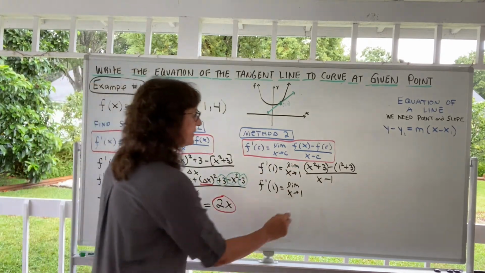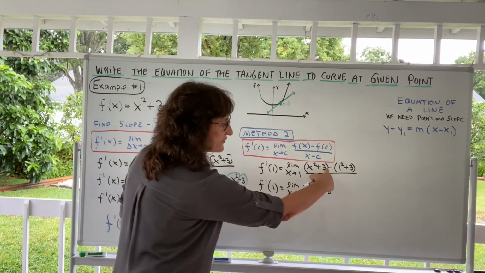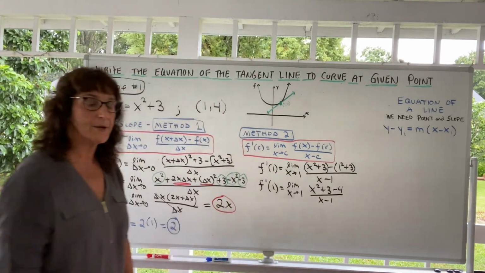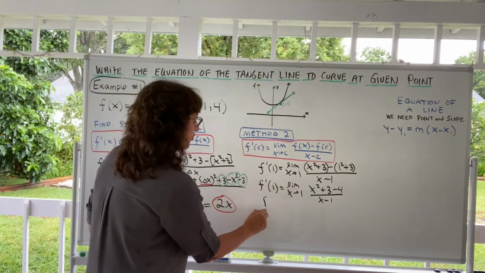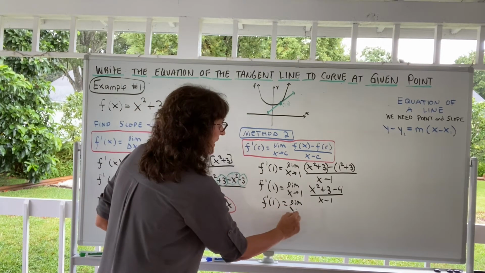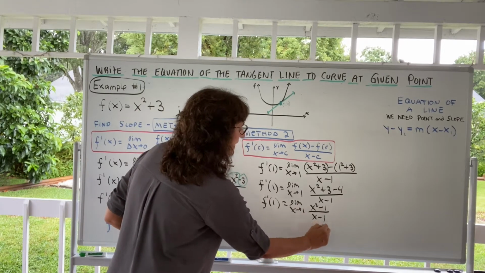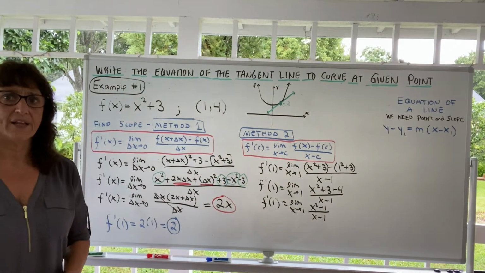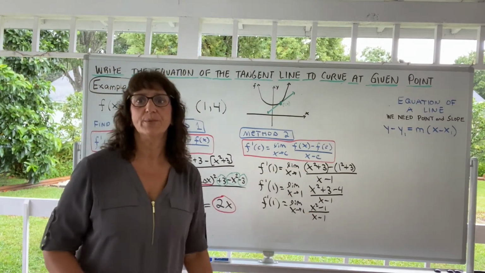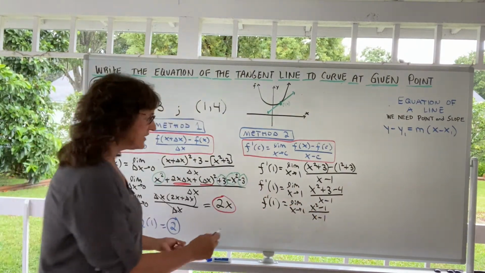Simplify the numerator: you have x squared plus 3, and then 1 plus 3 is 4, so you're subtracting 4 from it, and you have x minus 1 in the denominator. So f prime at 1 is the limit as x approaches 1 of x squared minus 1 over x minus 1. To evaluate a limit, you plug in the 1, and you get the indeterminate form 0 over 0. So we're going to take this function and change its form.